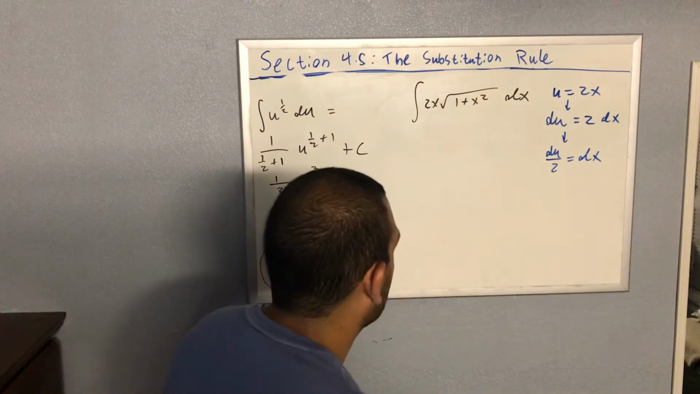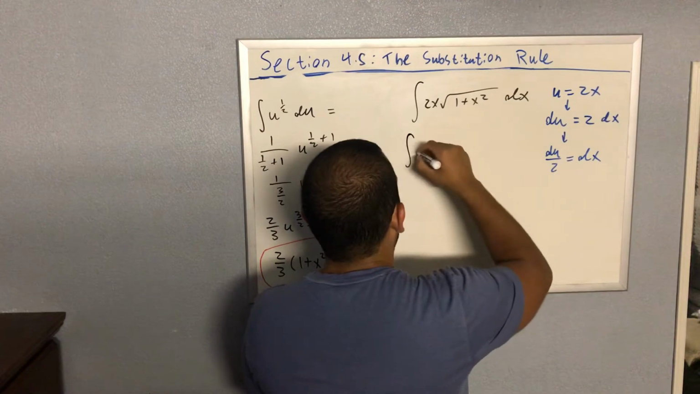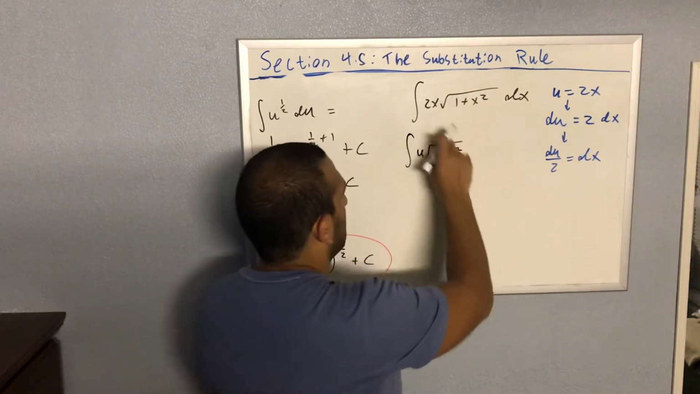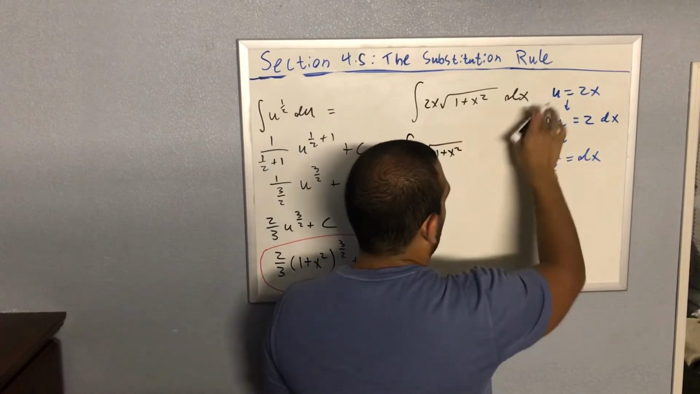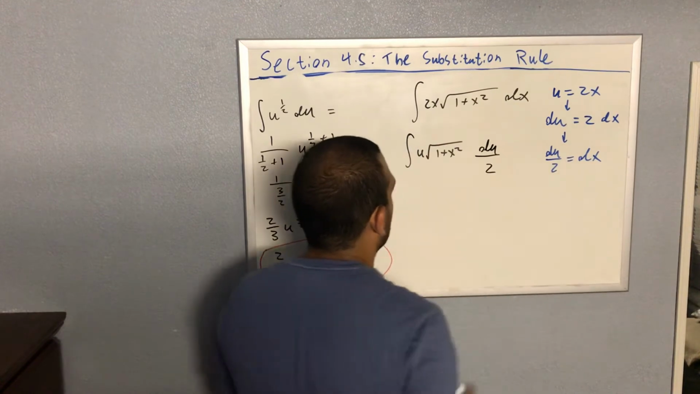So what would our integral look like? The new integral would be the integral of u square root of 1 plus x squared, right, that's u, times what dx was. Dx is replaced with du over 2.